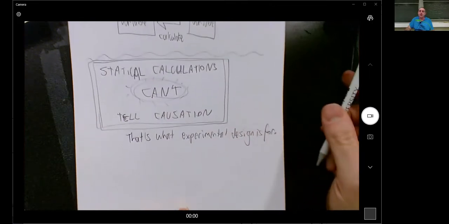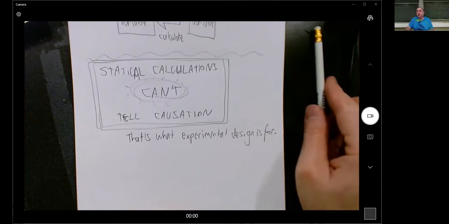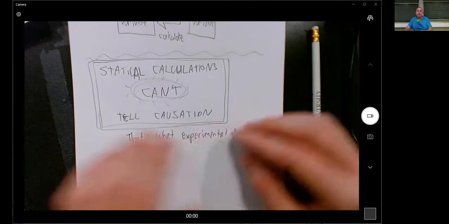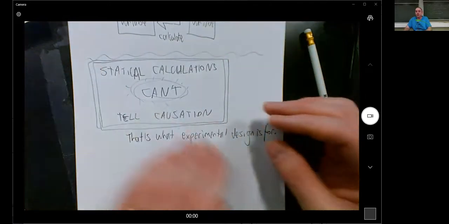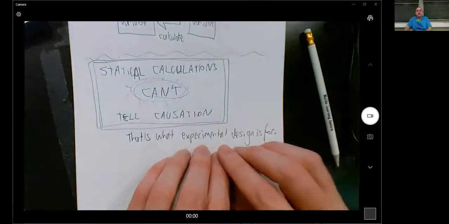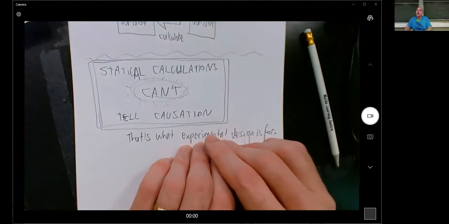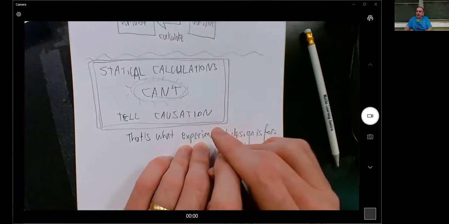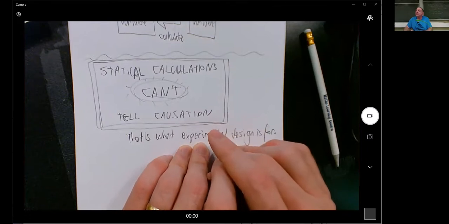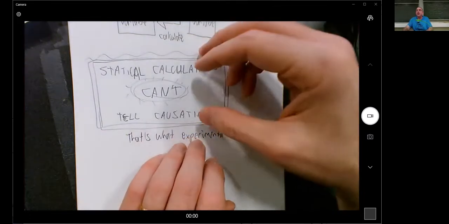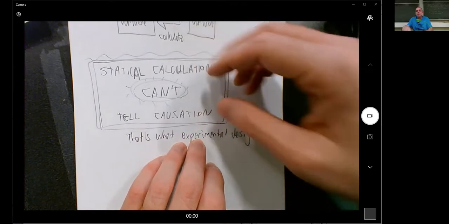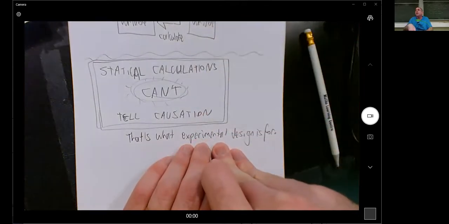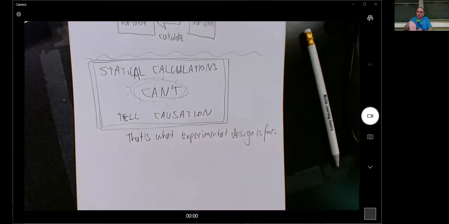That's what experimental design is for. But once you have good experimental design, statistical calculations can tell you that things are related. And then you can take that information and then say, my experimental design says that the way that they're related is causal. But without the statistical calculations, you couldn't tell if they were related, not for sure. But without the experimental design, you can't tell which causes which. Right, so you need them both to do your science.